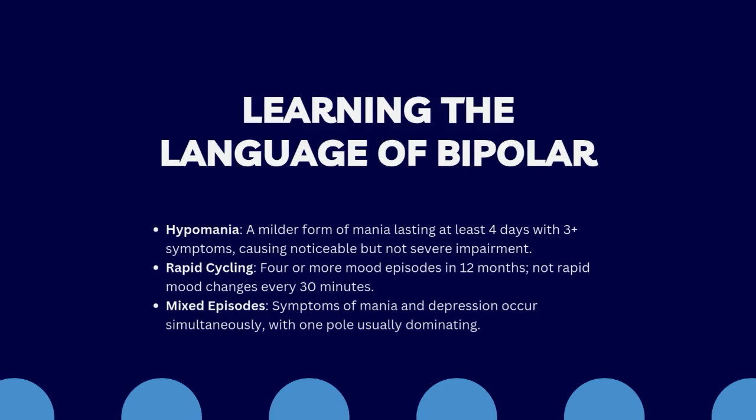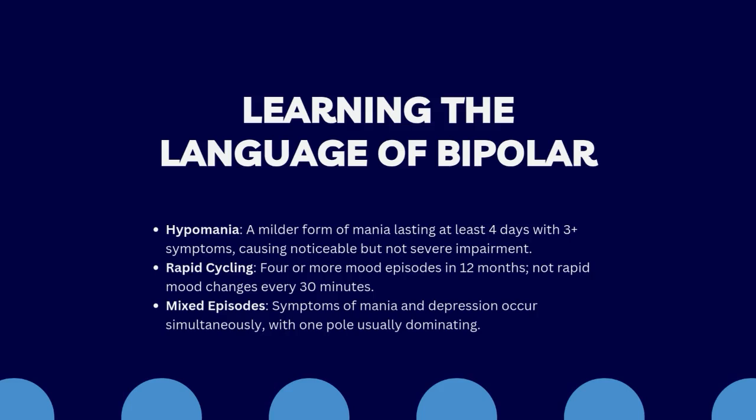And then there's rapid cycling. This term describes 4 or more mood episodes within a 12-month period. So it's not as fast as TikTok videos might suggest. Rapid cycling doesn't mean mood changes every 30 minutes. If you see ultra rapid mood shifts, you're more likely dealing with a personality disorder or substance related issue.